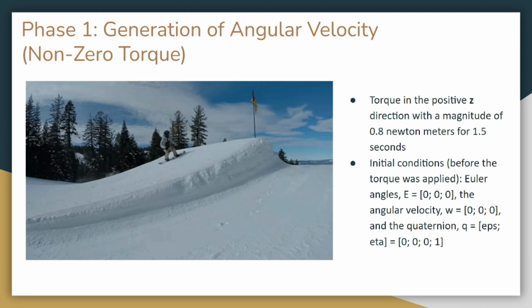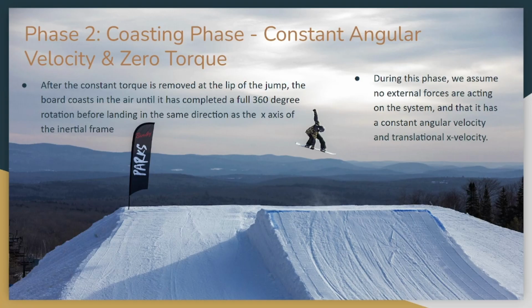Phase 1. Generation of angular velocity, non-zero torque. A torque was applied in the positive z direction with a magnitude of 0.8 Newton meters for a period of 1.5 seconds. The initial conditions before the torque was applied were that all the Euler angles were zero, the angular velocity in every direction was zero, and for the quaternion, the epsilon components were zero and eta was equal to 1. Phase 2. Coasting phase.